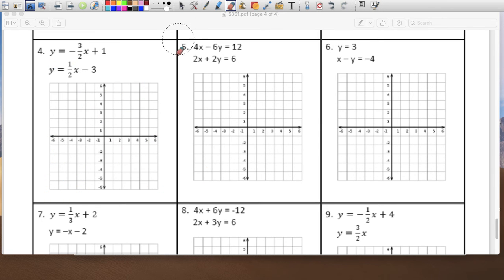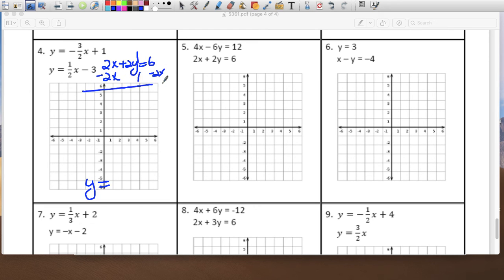Let's do 5. For 5, there's a lot of things we can do to make our life easier. One of the things I would do is probably divide this whole thing by 2. I mean, you can graph it as it is. But let's take this: 2x plus 2y equals 6. So we want to isolate the y. So we're going to get rid of this, minus 2x.